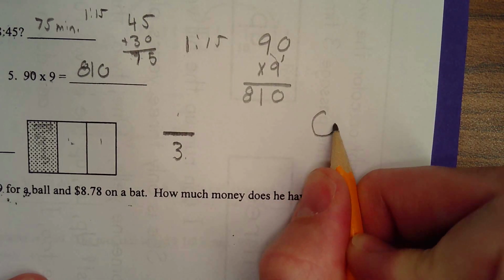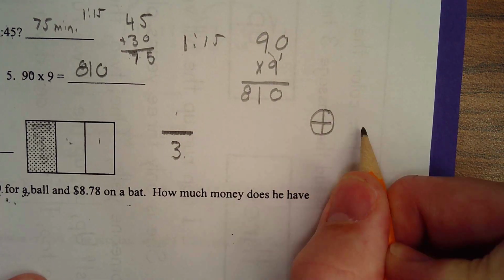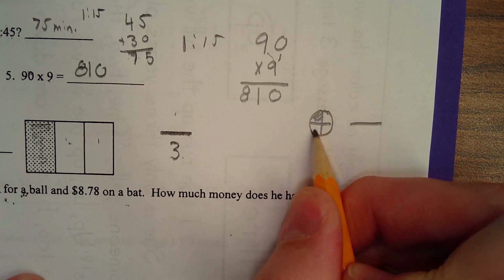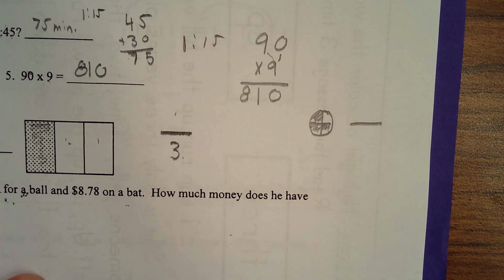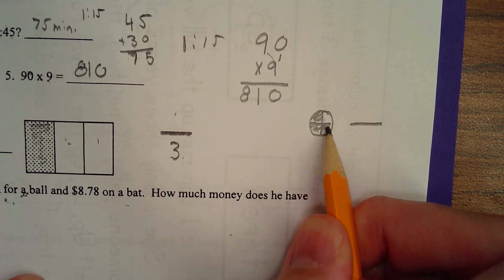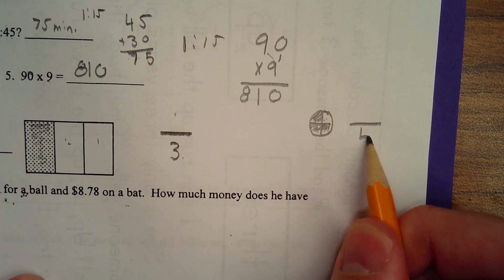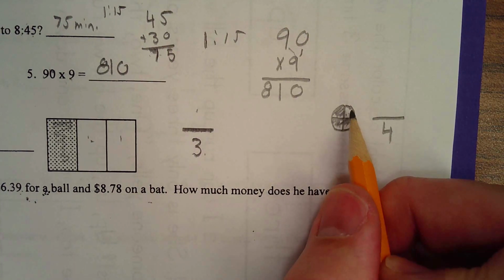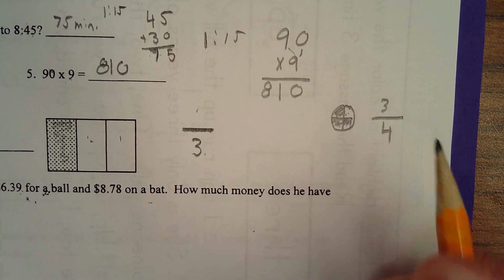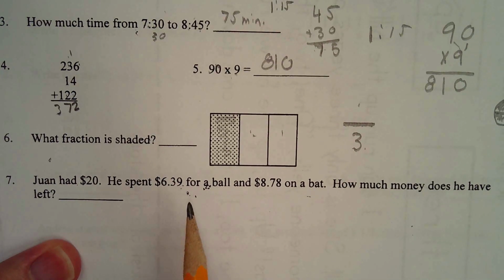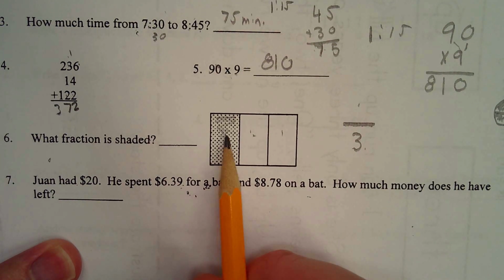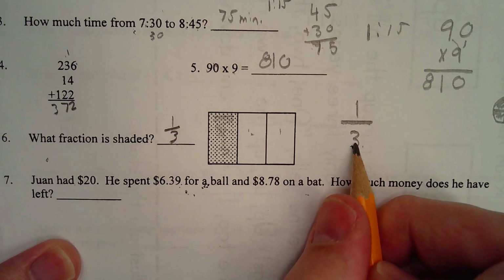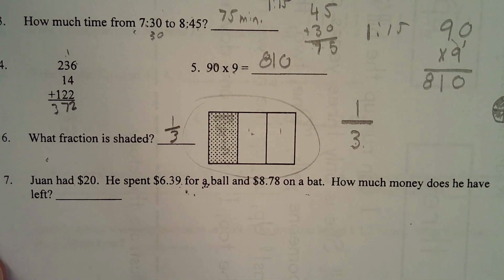If I had a circle and it was cut into 4 pieces, and I wanted to know which part was shaded, and I did this, and this, and this. First things first: bottom number, how many pieces? 1, 2, 3, 4. That's 4 on the bottom. And then if it wants to know how many are shaded, we just count the number shaded. 1, 2, 3. 3 out of 4. So in this case, what fraction is shaded? 1 out of the 3. 1/3. The bottom number is the total number of pieces the whole thing is cut into.